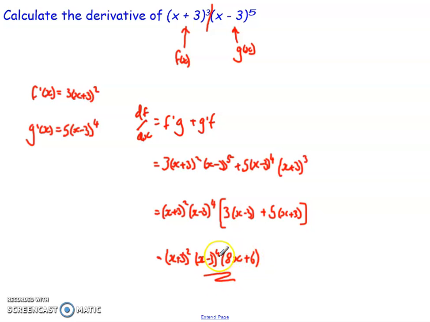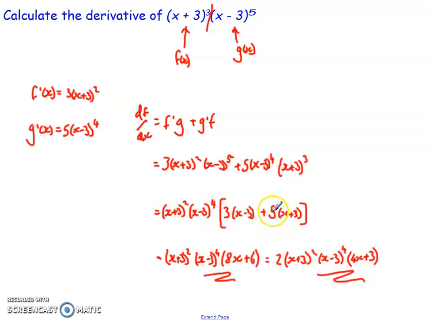If you wanted to take out 2 as a common factor from this one, you could. So I'd end up with 2(x+3)^2(x-3)^4, and then I'd have changed that to (4x+3). That's fine as well. Both mean the exact same thing. Just be very careful of that bit.